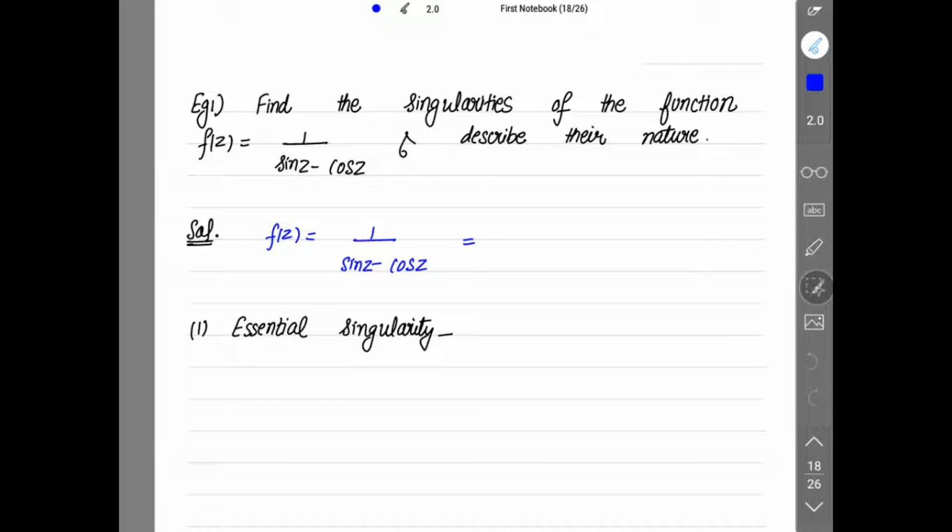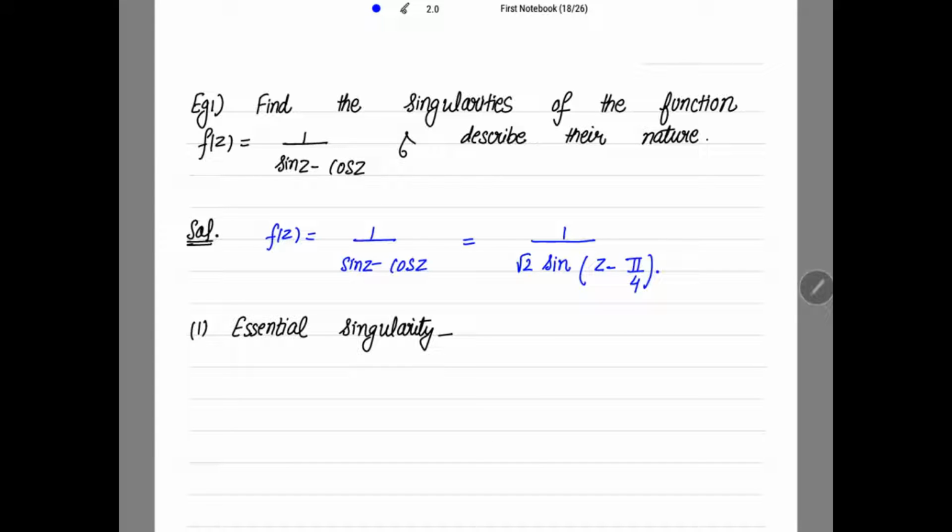Find the singularities of the function f(z) is equal to 1 over (sin z minus cos z) and describe their nature. Now here the function is given: 1 over (sin z minus cos z). Can I have the formula for this? Yes. Just now we have studied in the remarks that we can write sin z minus cos z as root 2 sine of (z minus pi by 4).